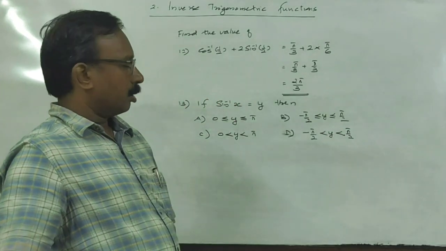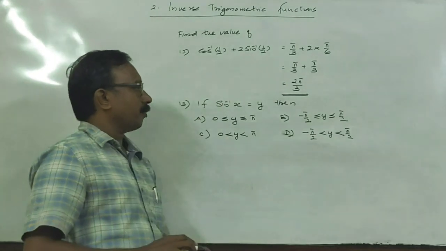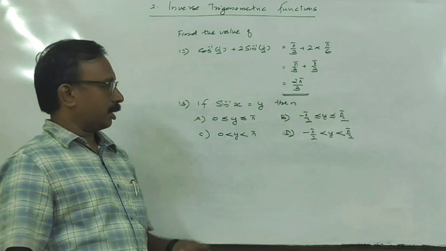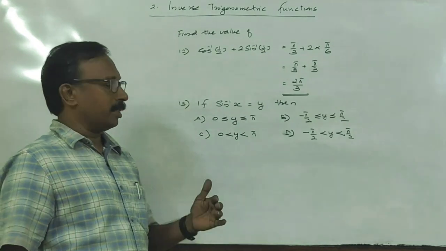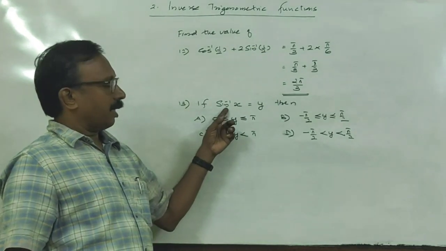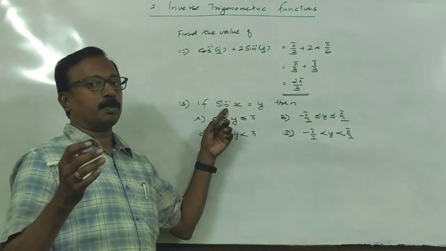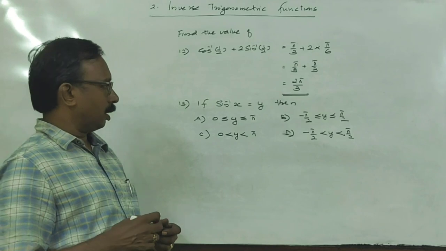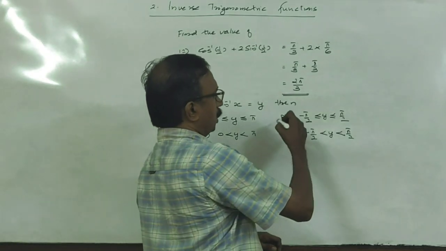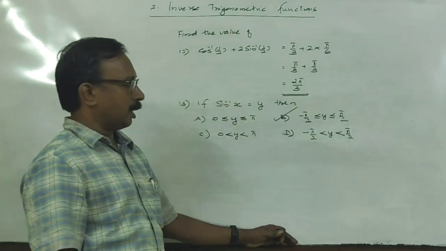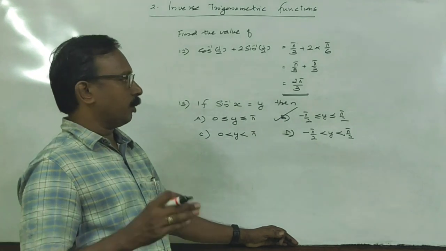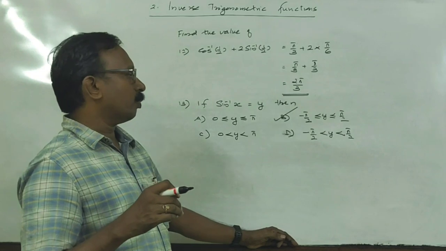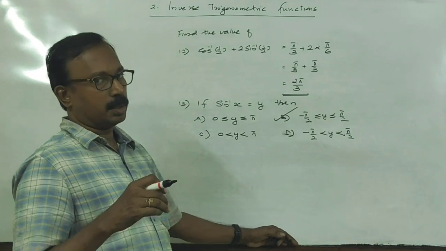Here sin inverse x is equal to y, we have to find the principal solution of sin inverse x. Principal solution means the range of sin inverse x is minus pi by 2 and plus pi by 2, both are included. So this is minus pi by 2 less than or equal to y less than or equal to pi by 2, the closed interval minus pi by 2 to plus pi by 2, isn't it?